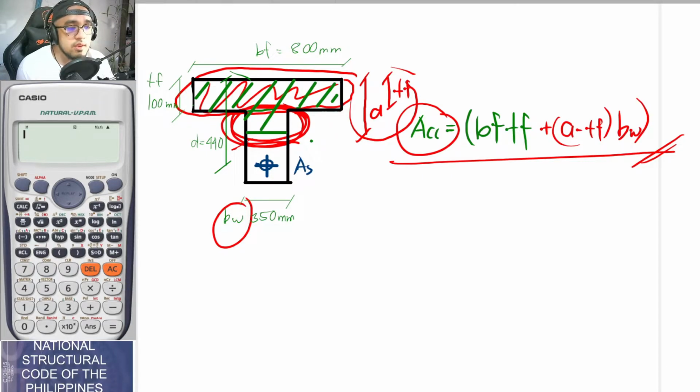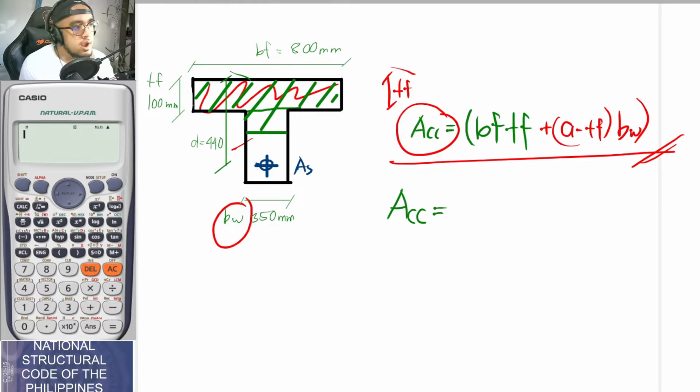And if you want to do it the other way around, once again, it is up to you. So the other formula here is ACC, the area of the compression concrete, is equal to, let's try the other possibility, whereas we would now be getting the area here and adding the area of the flanges here. So with that, guys, this is now equal to BW times A, or ABW.